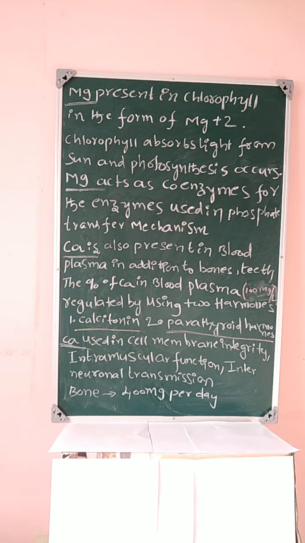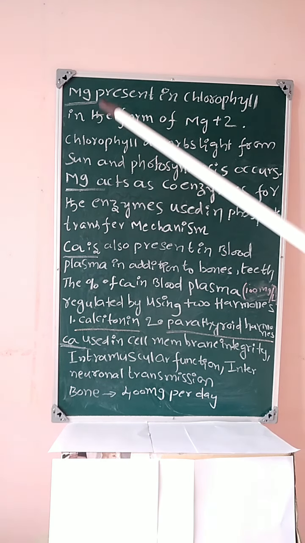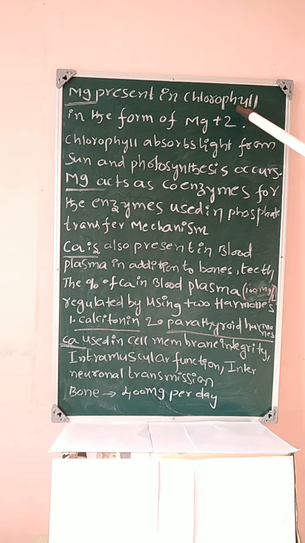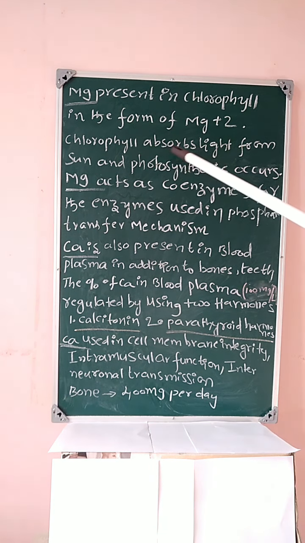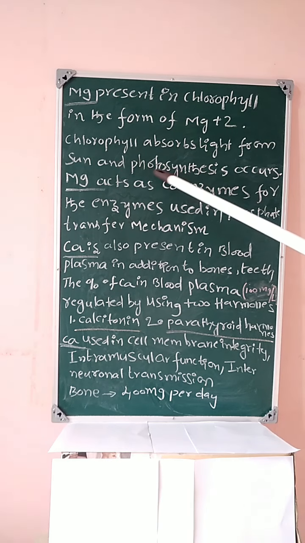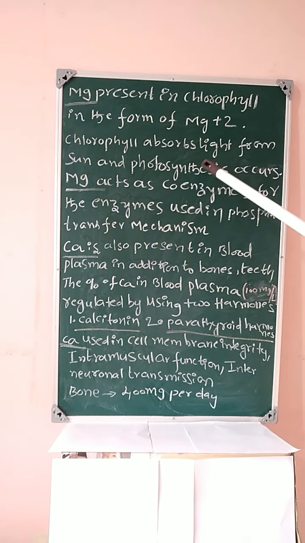Okay, students. Next one. In the biological importance of magnesium and calcium, two points we are discussing. First one, magnesium is present in chlorophyll in the form of Mg+2. Chlorophyll absorbs light from the sun and photosynthesis occurs. We know that in the photosynthesis process, carbon dioxide and water in the presence of chlorophyll form carbohydrate, that is glucose, plus oxygen plus water molecule. This phenomenon is known as photosynthesis.